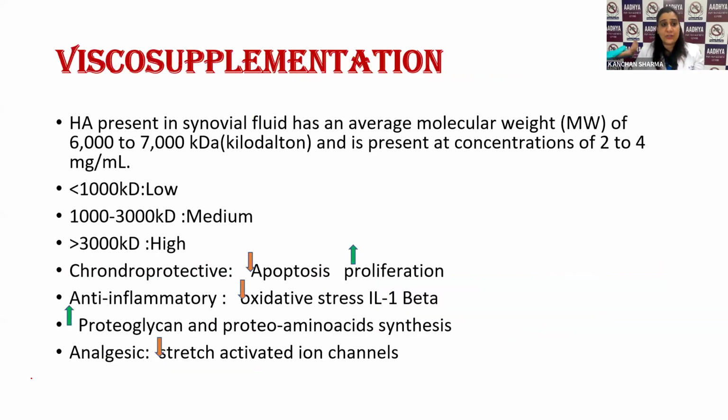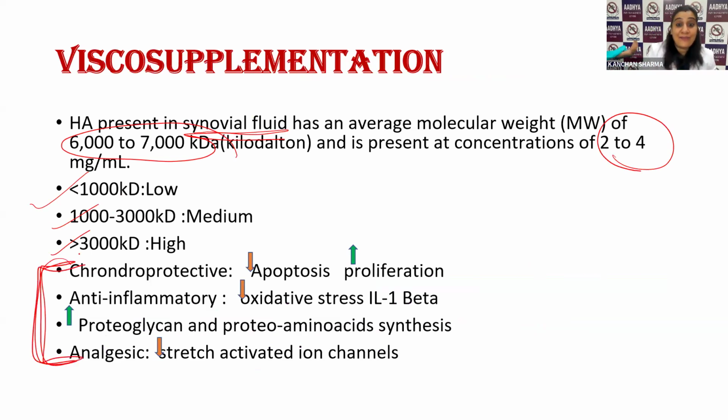Second important thing about HA, that is hyaluronic acid. This is present in our synovial fluid, okay, with a molecular weight of this and in a concentration of this. Now, there are 3 varieties of hyaluronic acid available in the market. This is the one which is just lubricating our joint. This is how you can remember. There are 3 varieties of it, and these are all in vitro studies. They have proved the effect of this HA, that is, they are chondroprotective, anti-inflammatory. They also increase the synthesis of proteoglycans and proteoamino acids. They have got an analgesic potential also. So these are all proved by the studies.